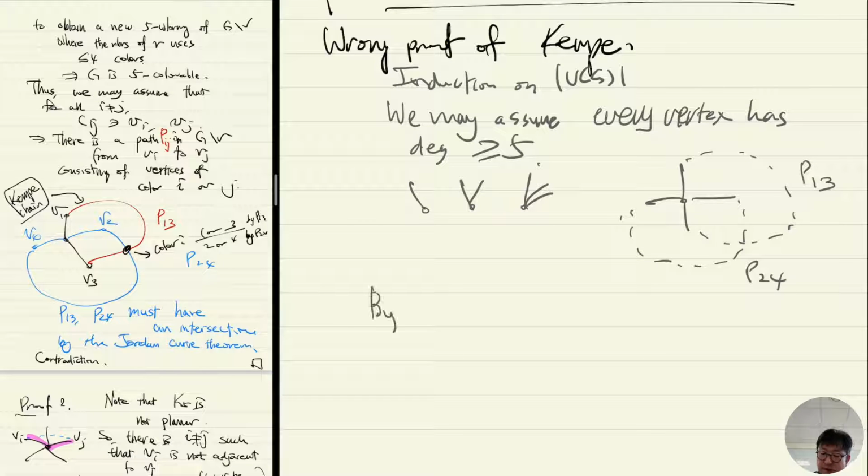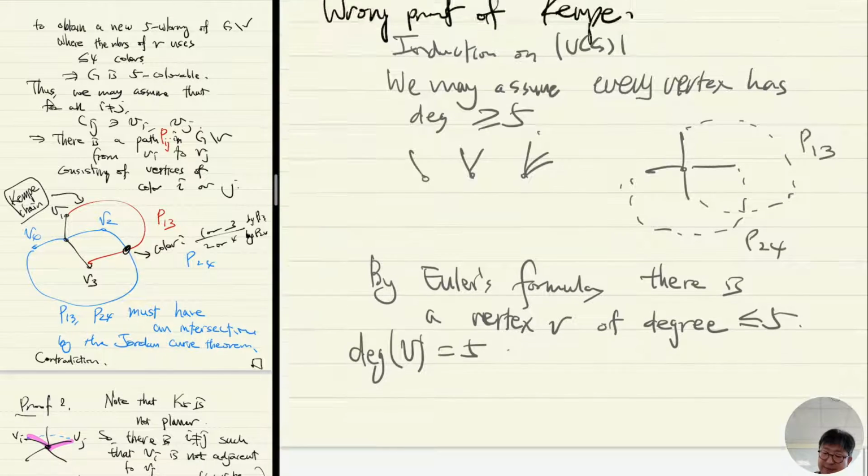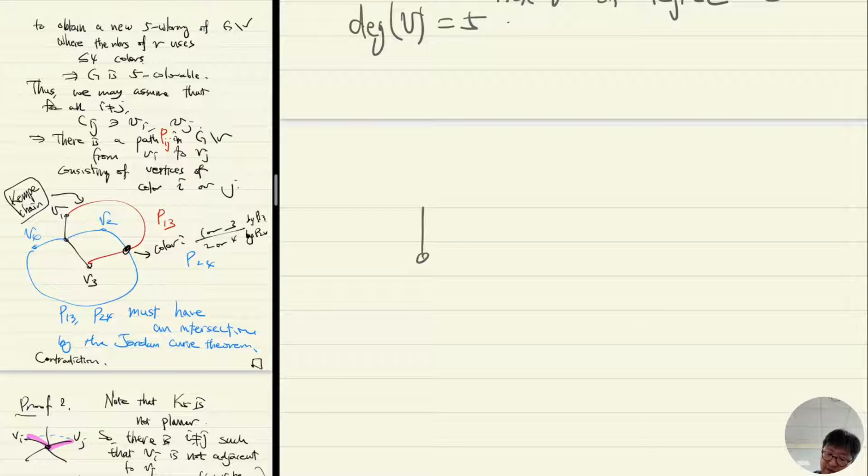By Euler's formula, the average degree is less than 6. There is a vertex V of degree at most 5. So the degree of V is exactly 5. So you have a vertex of degree 5. Okay, so V1, V2, V3, V4, V5. Now you only have 4 colors.